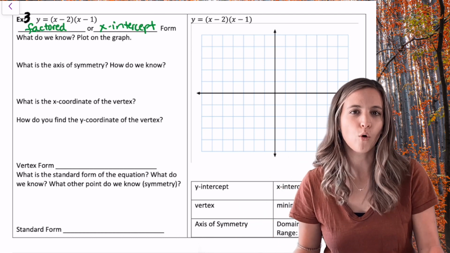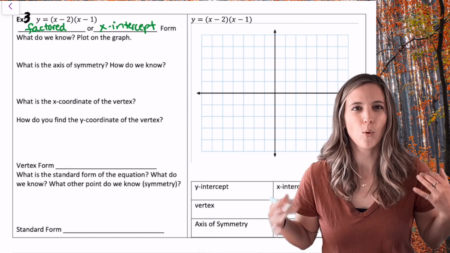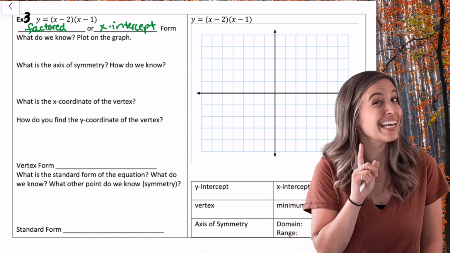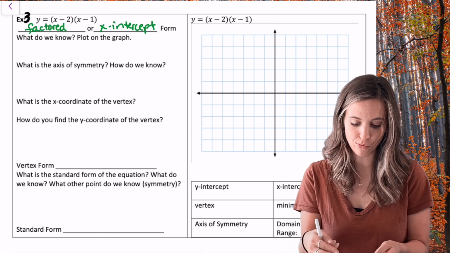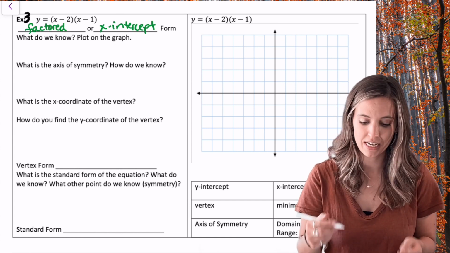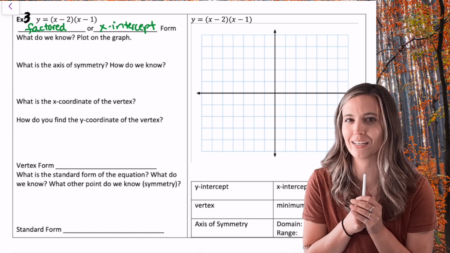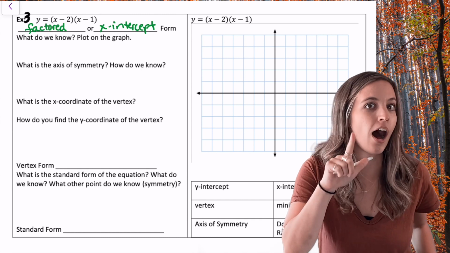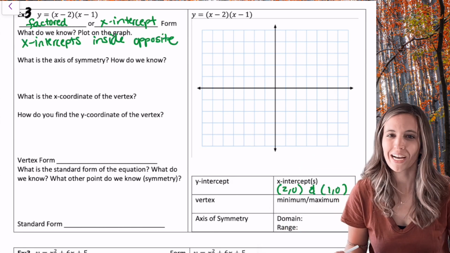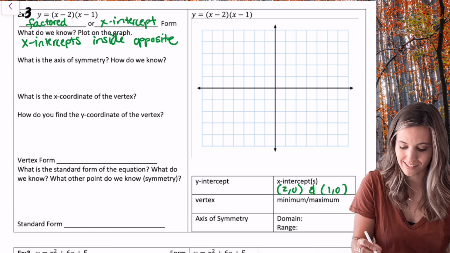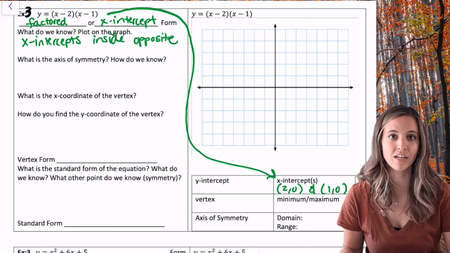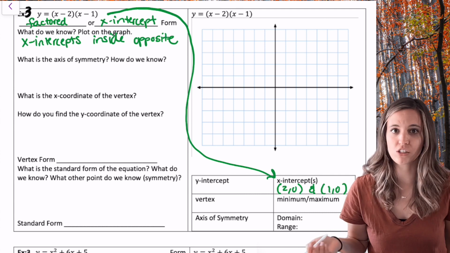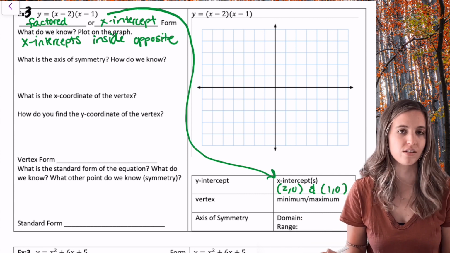Well, what can we tell right away from this function? Since it's in factored form or x-intercept form, we know our x-intercepts right away. So I can write down my x-intercepts. Take a moment to see if you write them down correctly. Remember, inside opposite. So my two x-intercepts are (2, 0) and (1, 0) because my factored form is x minus 2, x minus 1. So inside opposite. Let's go ahead and plot those and see if we can answer this next question.